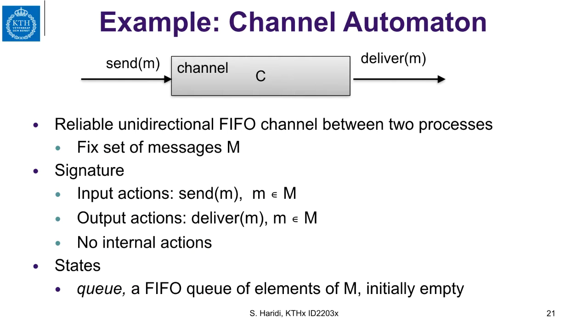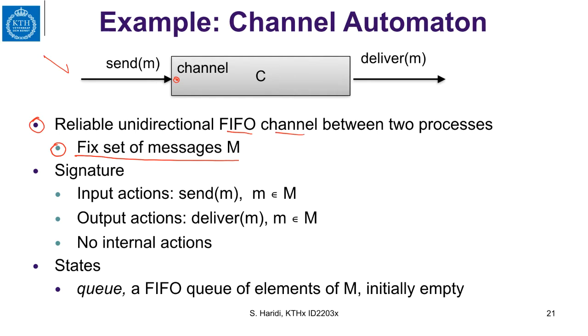First, the channel automaton. So let's see what the channel is. In this case, we are going to model a reliable unidirectional FIFO channel between 2 processes. It's unidirectional and FIFO, so it keeps the order of messages. The message that is sent here will be delivered in the same order. It has a fixed set of messages.